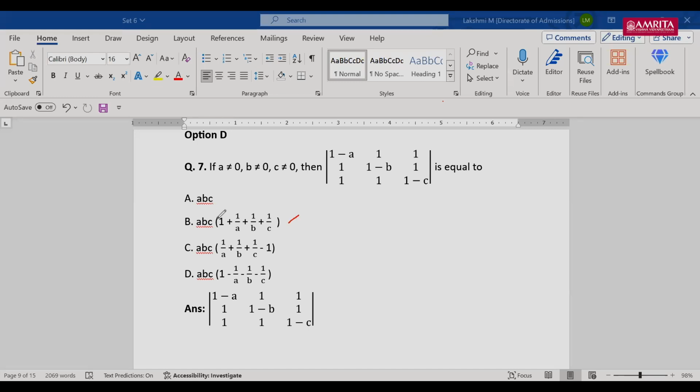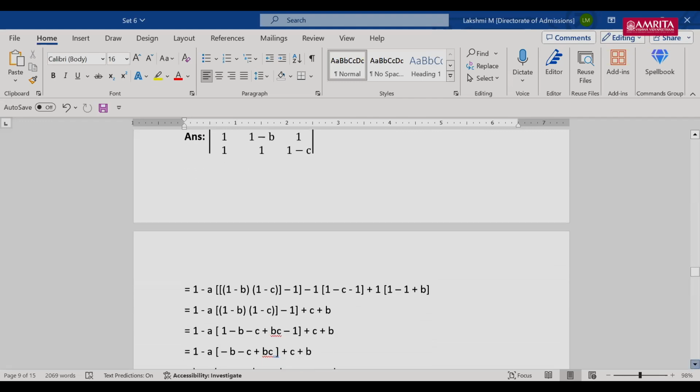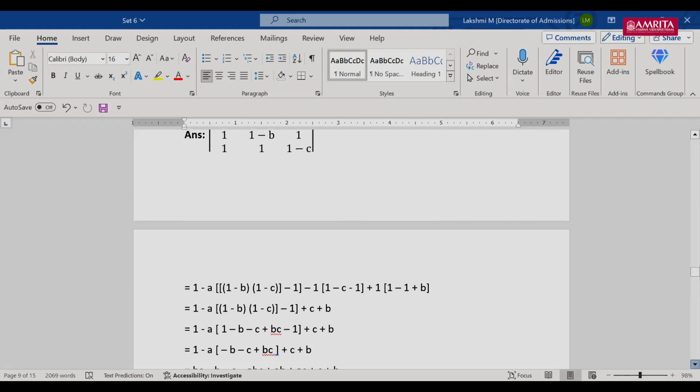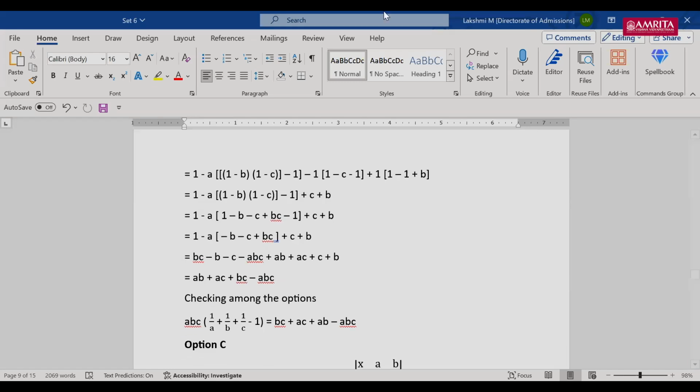Option B is ABC into 1 plus 1 by A plus 1 by B plus 1 by C. This is the same thing, minus 1. Okay. I hope in schools your December exams have started. So yes, this is what the determinant looks like. Even if you solve it by the direct method, you'll get the answer. So I'll just check which is the option. It's option C.